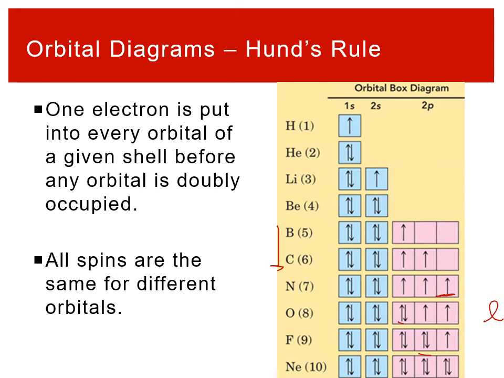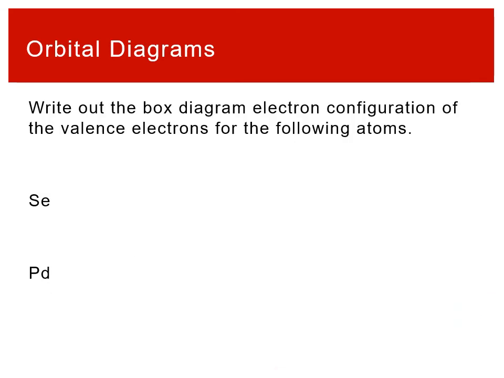I have everything filled up, and now with neon, with that 10th electron, now the 2p is full. If I'm going to add an 11th electron, that's where I would start going to a new box. I would go up to the next highest subshell, 3s, start putting electrons and following those rules.